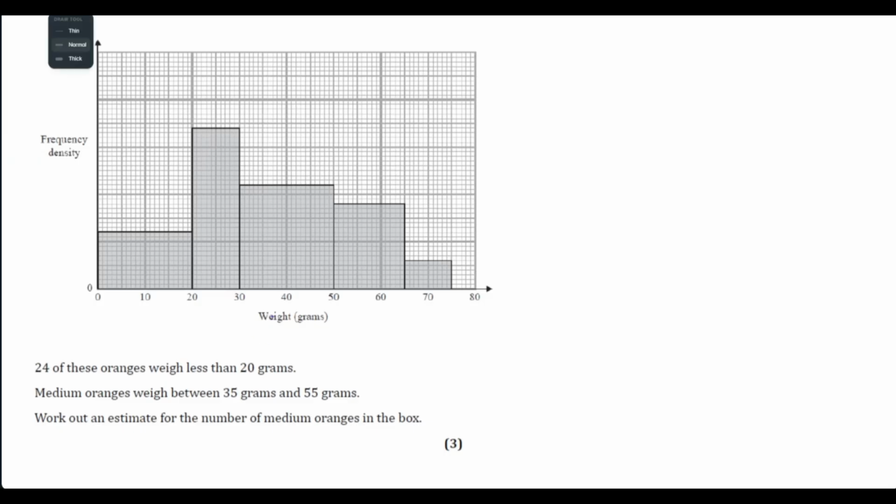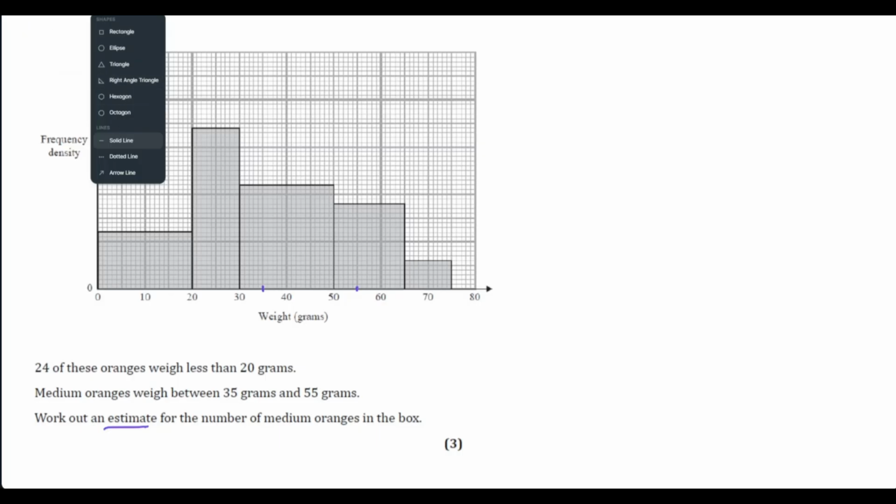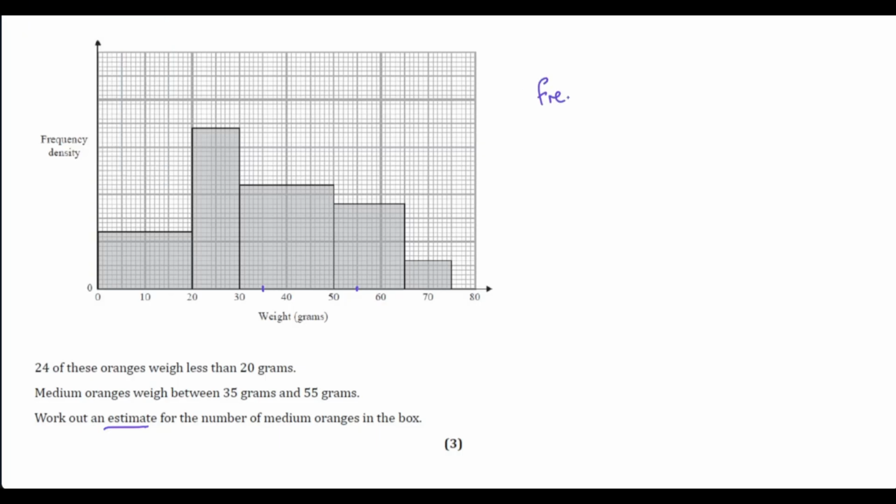So we have 35 grams. So 1, 2, 3, 4. So there, and 55, which is there. Work out estimates for the number of medium oranges in a box. So in a histogram, remember the frequency is the area underneath the graph.